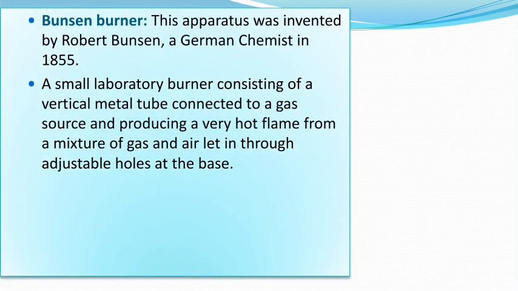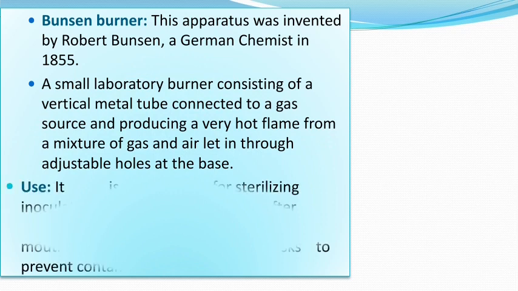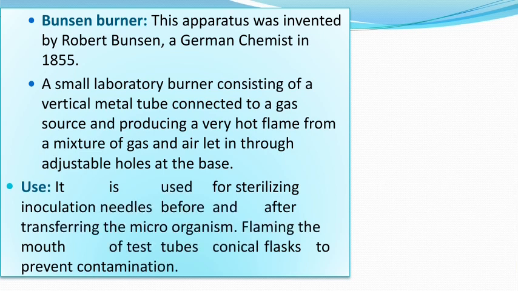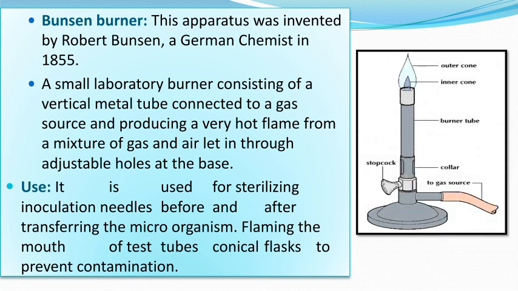Bunsen burner. This apparatus was invented by Robert Bunsen, a German chemist, in 1855. A small laboratory burner consisting of a vertical metal tube connected to a gas source and producing a very hot flame from a mixture of gas and air let through adjustable holes at the base. It is used for sterilizing the inoculation needle before and after transferring the microorganisms, and flaming the mouth of test tubes and conical flasks to prevent contamination.